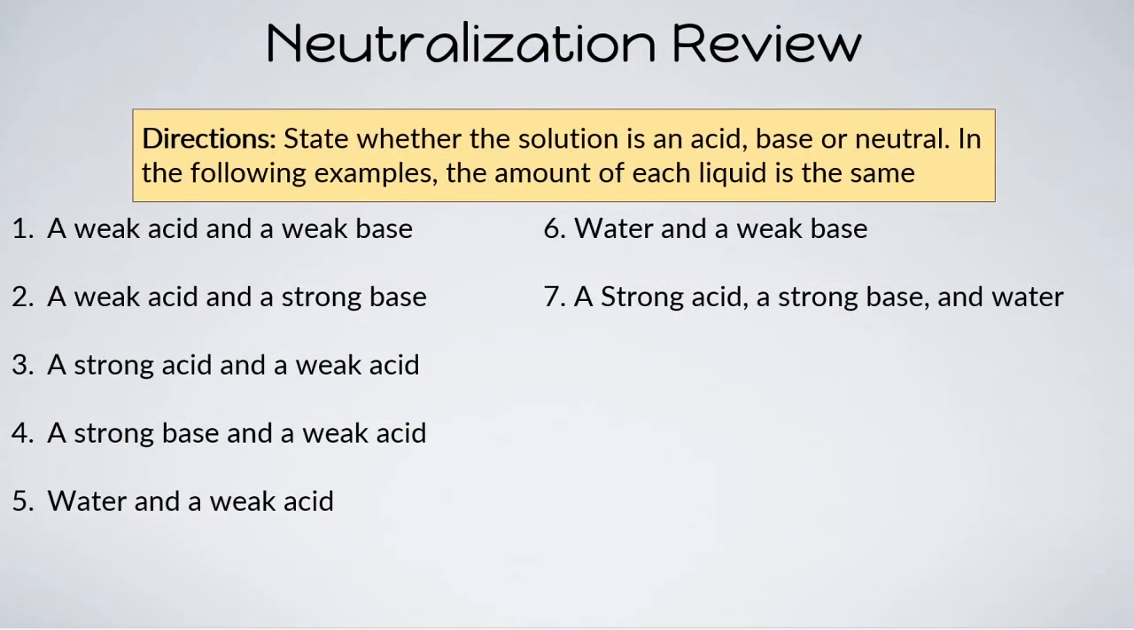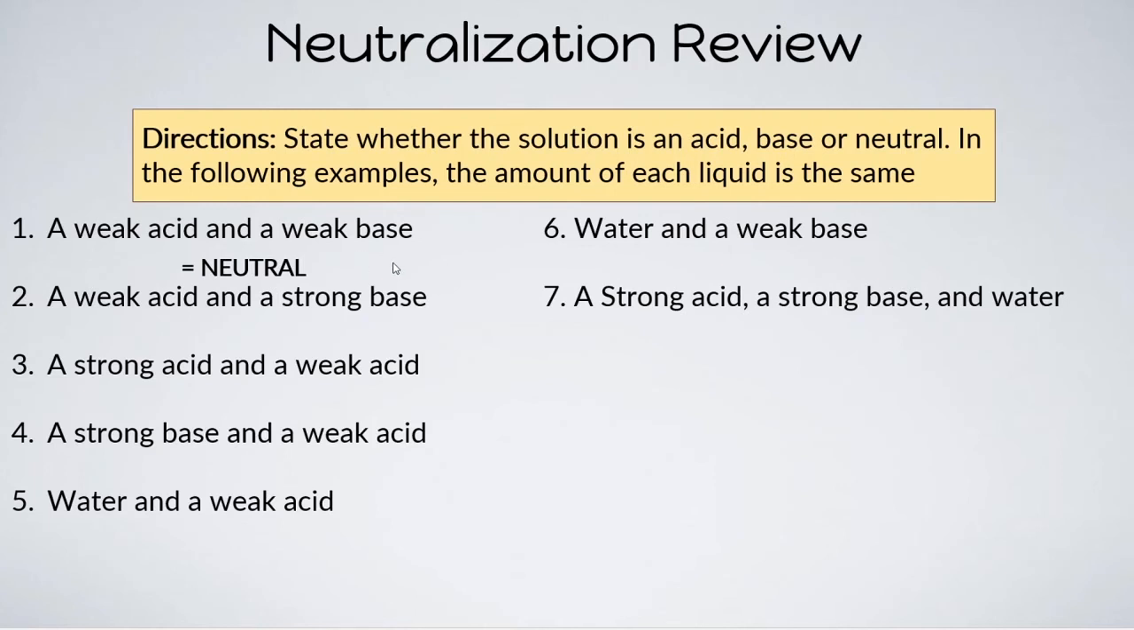All right, so let's look at a couple of examples, okay? So I want you to state and think, when I state them, do you think the solution is going to be an acid, base, or would it be neutral? So if we add a weak acid and a weak base, so they're about the same distance away from 7, okay? Hopefully you said neutral. This would be neutral. They would kind of bring each other to the center.